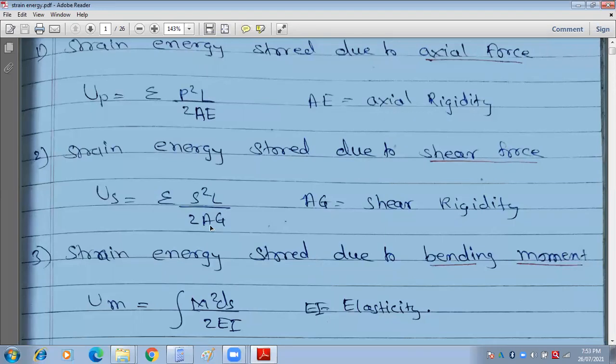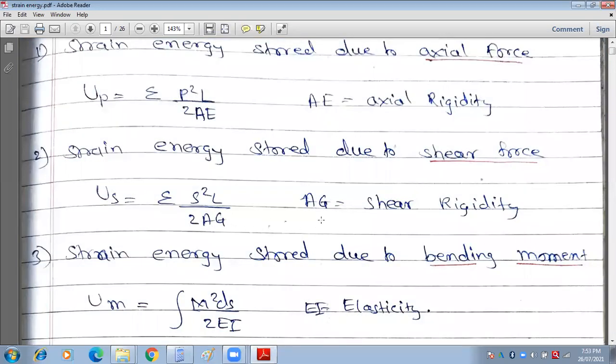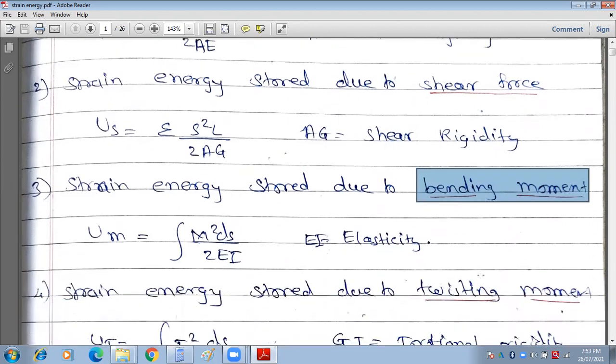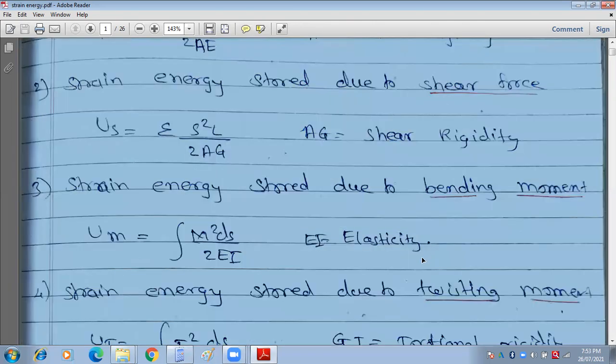Strain energy stored due to shear force is given by Us equals the integration of S square L upon 2AG. Here AG is the shear rigidity. Then the strain energy stored due to the bending moment is given by Um equals the integration of M square ds upon 2EI. Here EI is the flexural rigidity.